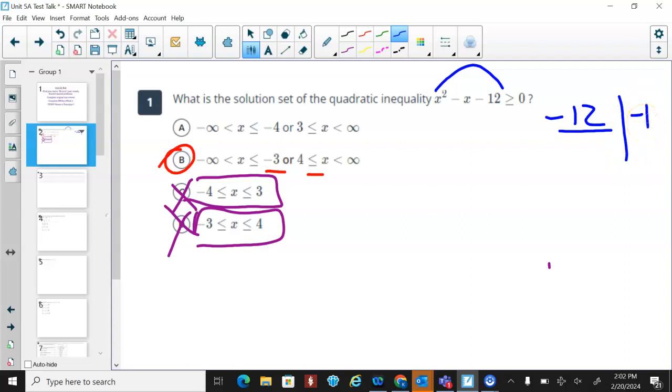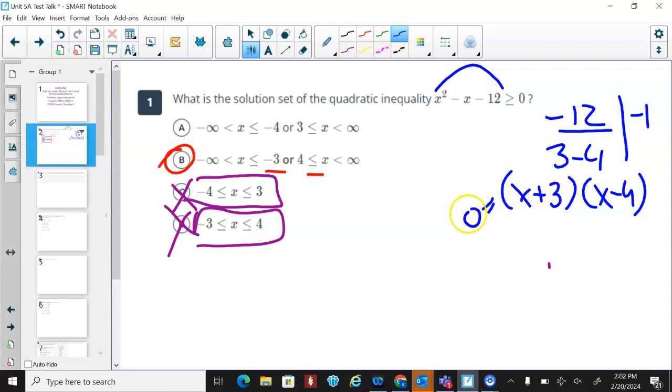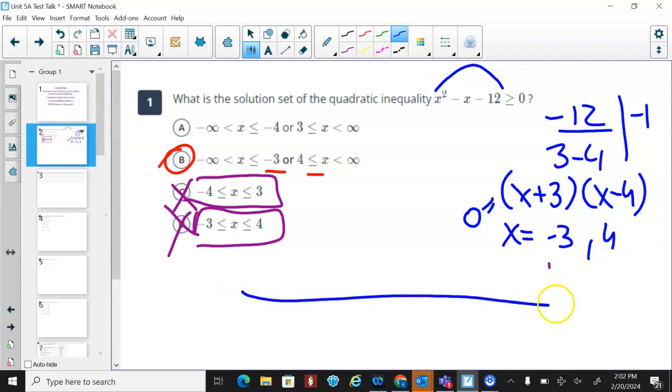Now, I already know, looking at Desmos, that the two factors are 3 and 4, okay? Now, 4 has to be negative, so it's going to be x plus 3, x minus 4. These are my two factors. Now, when I set them equal to 0, they're going to give me x equals -3 and 4, okay? Again, this matches what we talked about and what we saw in Desmos. Now I'm going to make that number line. As you remember, I put negative -3 and then 4 right here, okay?